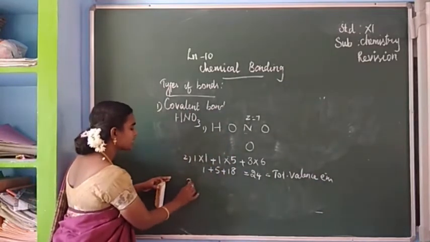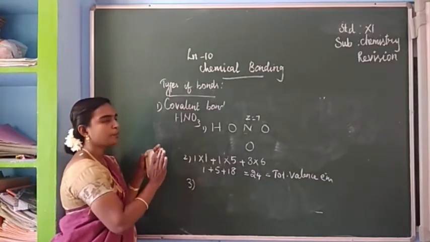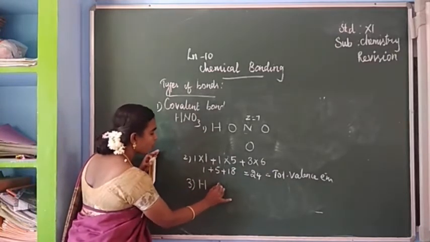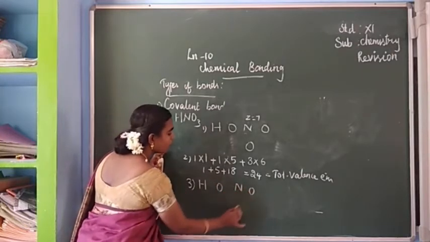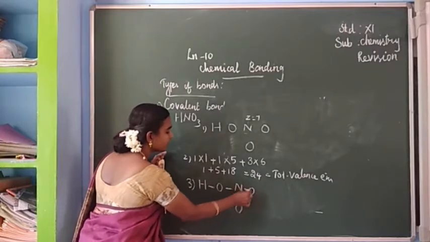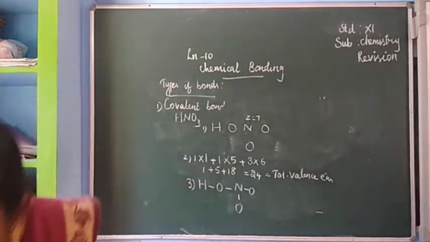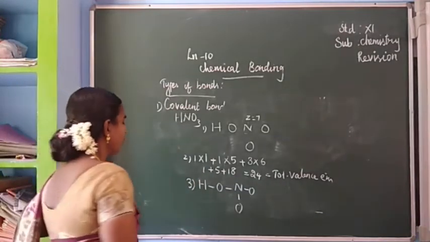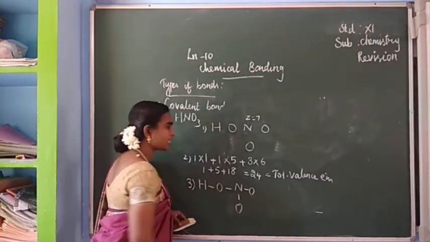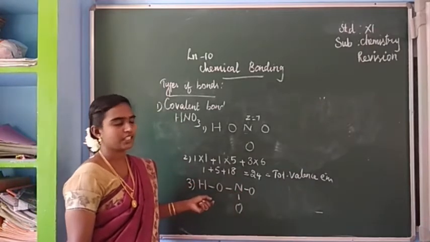So what is the next step? Between the atoms in the skeletal formula, they should be connected by a single covalent bond. So we can write H, O, N, O, here also O, with a single bond here, here and here. Is it clear? So we have connected these atoms by single bonds. Afterwards, next we have to check whether these atoms can attain the octet configuration, isn't it?